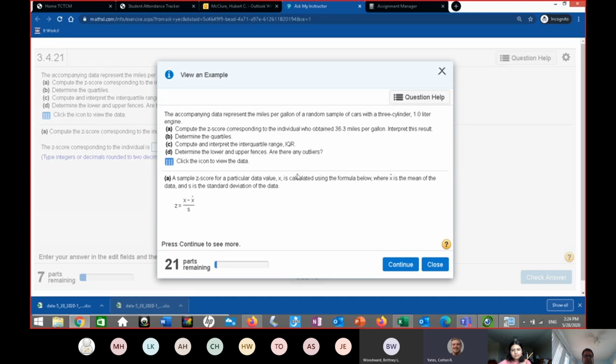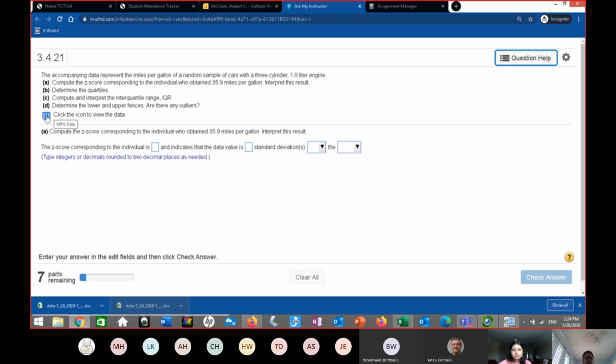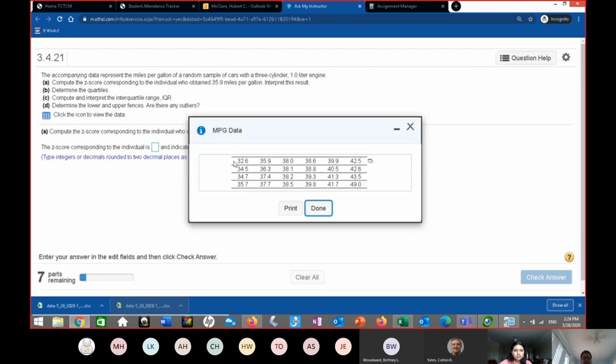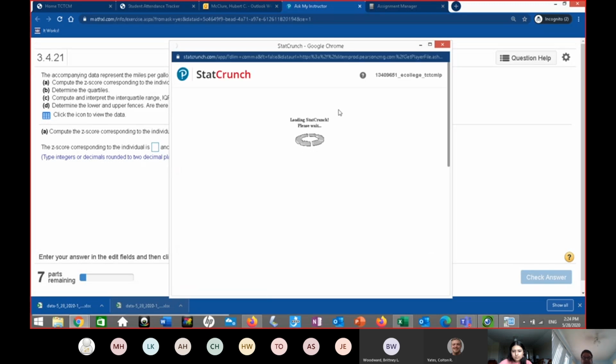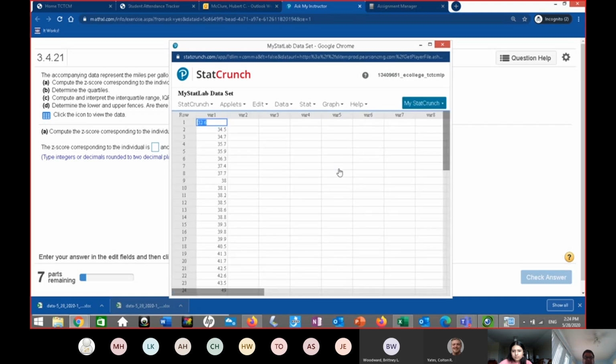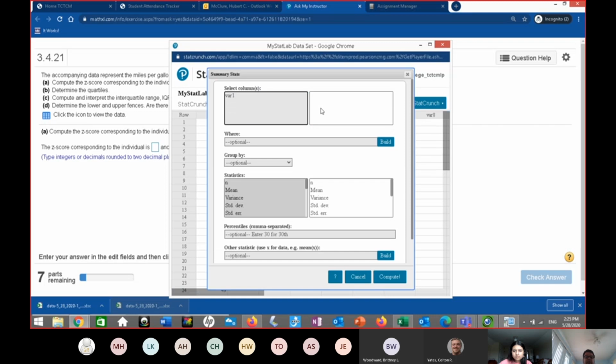Try clicking on that blue box. Oh, I see. There's a data set. Okay. So first of all, I'm going to go to the spreadsheet. Oh, no, I'm not. I'm going to go to StatCrunch, and I'm going to hit Stat and just find the mean and the standard deviation. That's the best way to do this problem. So I'm going to go to Stat, Summary Statistics, Columns, hit the variable, and hit Compute.